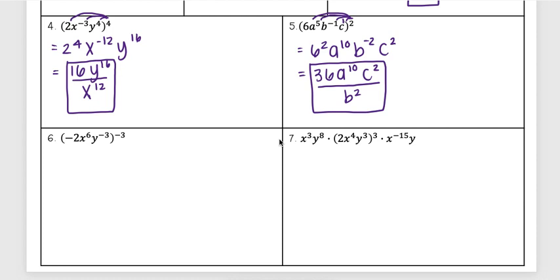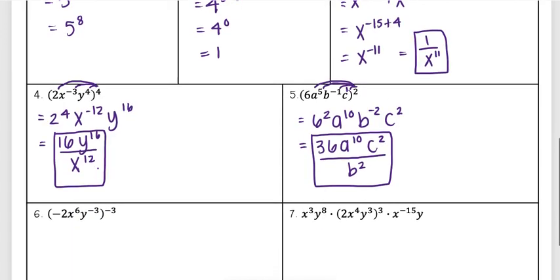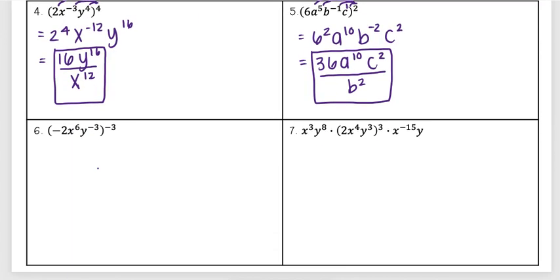For this last video, we're just going to look at two more examples. One more that is pretty similar to number 4 and 5, and then the last one that's just a little bit more complicated. Got some power and the product property in there.